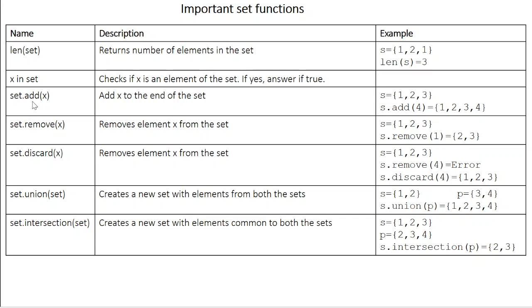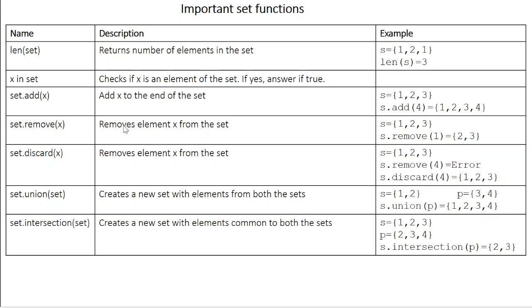Another important function is add. set.add(x) adds the element x to the set. So this is very similar to the append function in the case of list. For example, if I have a set {1, 2, 3}, and I want to add an element 4 to the set, then I say s.add(4). So the output is going to be the set {1, 2, 3, 4}.